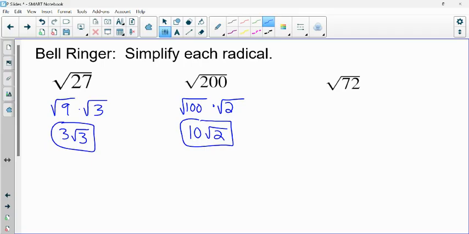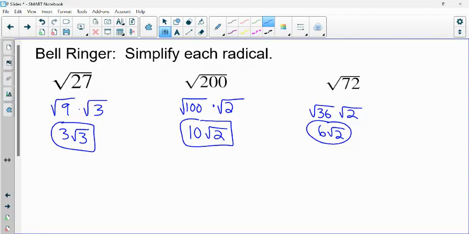And then for 72, what perfect square divides into 72? 36. 36 is our largest. And 36 times 2 is 72. Square root of 36 is 6, so we get 6 root 2. Did anyone use any other perfect square that went into 72? There are other ones, but it's not the highest.